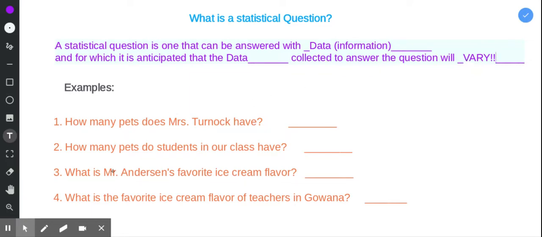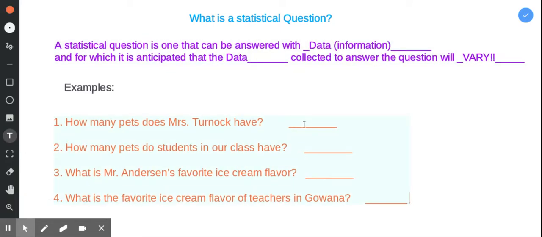Here are some examples of 4 different questions, and we're going to label them either statistical or non-statistical question. And we're going to keep in mind that it has to collect information, and that information has to vary. It means there's got to be lots of different answers, and you're asking lots of different people. Example 1, how many pets does Mrs. Turnock have? If I'm thinking about that question, you're asking one person, and you're not going to get a varied answer. I have one pet. No matter how many times you ask me right now, who asks me, I'm going to have one answer. So this is what we would call a non-statistical question. So I'm going to put NS for non-statistical.